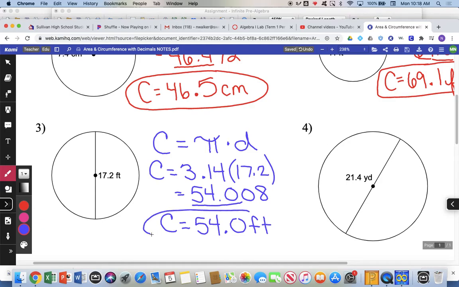Hey, can I have you guys try number 4 by yourself? So number 4, it gives you the measurement. You are finding the circumference.